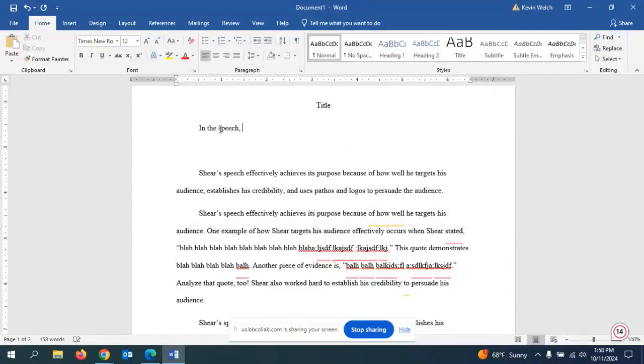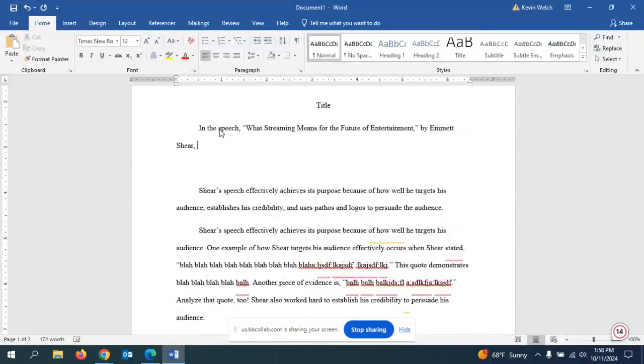"In the speech 'What Streaming Means for the Future of Entertainment' (I think that's the full title, you'll need to check the title) by, is it Edward Shear or Emmett Shear? I think it's Emmett, you'll need to check. By Emmett Shear, the speaker discusses," and then I'm going to summarize the main idea. Okay, whatever that's going to be.